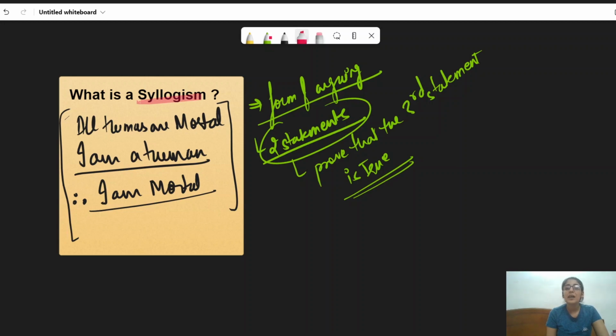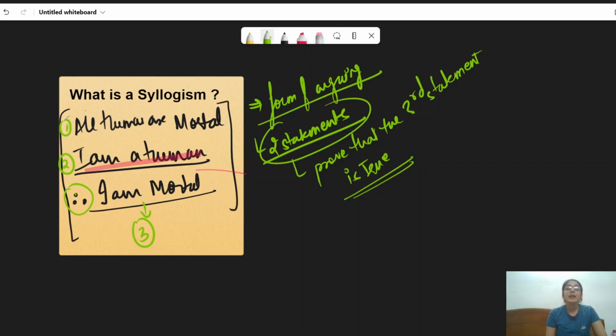This thing that we have written is exactly what? This is a syllogism. It is a form of arguing where we're definitely using two statements to prove that the third statement is true. The first statement is all humans are mortal. The second is I am human. And using these two, we're proving that the third statement is actually true. And the third one is actually the conclusion. So we're using therefore here.